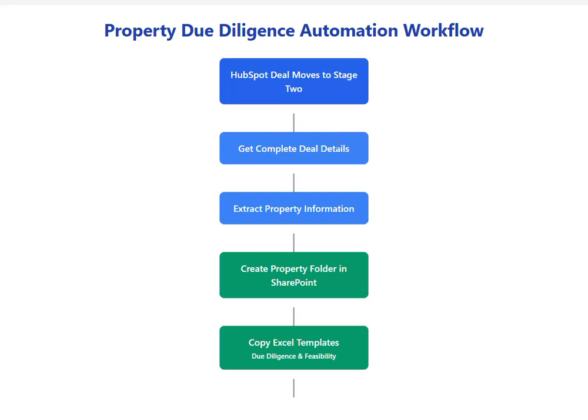So I wanted to make this quick presentation of how I'm going to approach your automation for your property due diligence project that you intend to start on your HubSpot. So basically, the first step that the automation is going to do, of course, is to wait for the deal that you have on HubSpot to get to stage two.